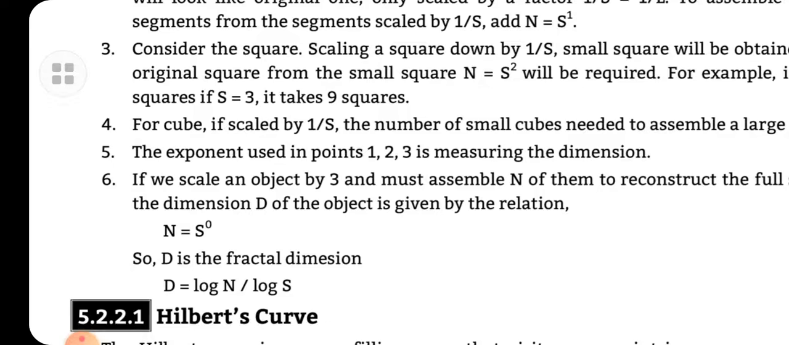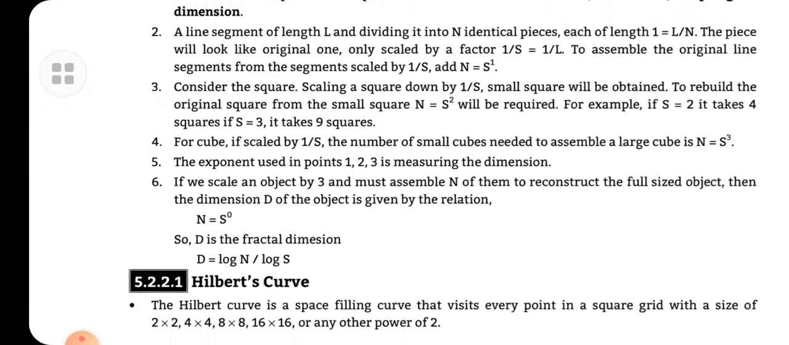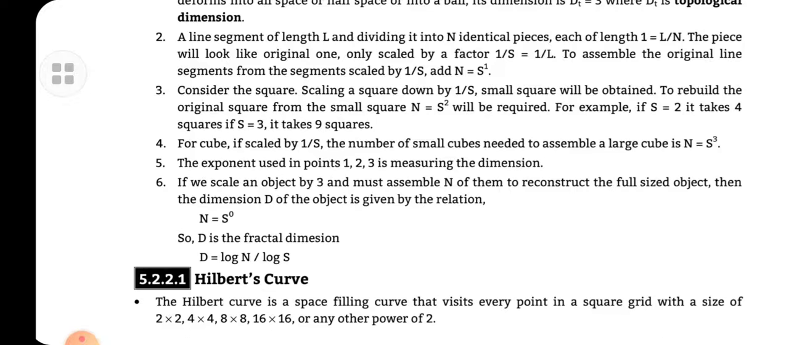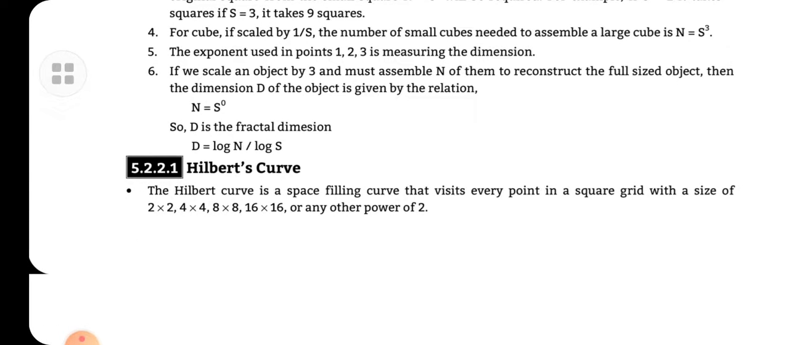For a cube, if scaled by 1 by s, the number of small cubes needed to assemble a large cube is n equal to s cubed. The exponent used in points 1, 2, 3 is measuring the dimension. And if we scale an object by s and must assemble n of them to reconstruct the full size object, then the dimension d of the object is given by the relation n is equal to s raised to d. And so d is the fractal dimension. So d is equal to log n divided by log s.